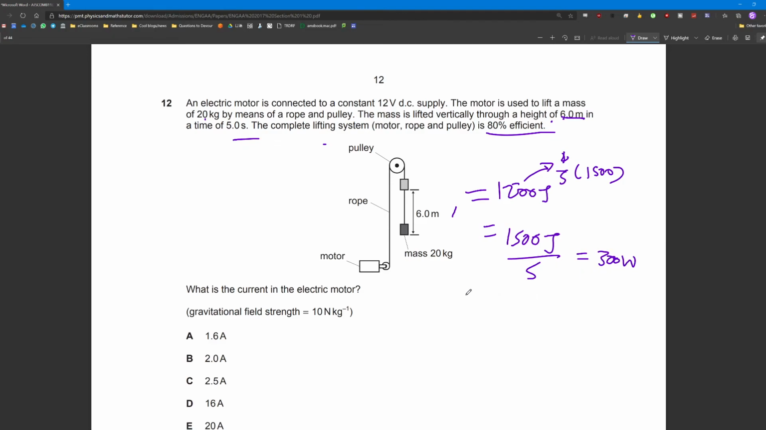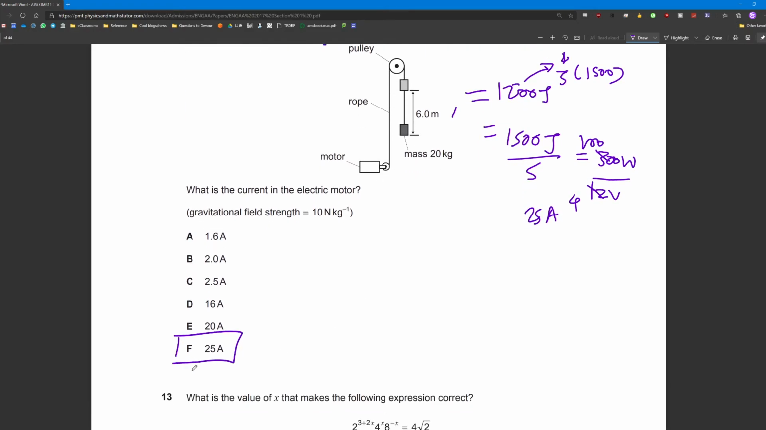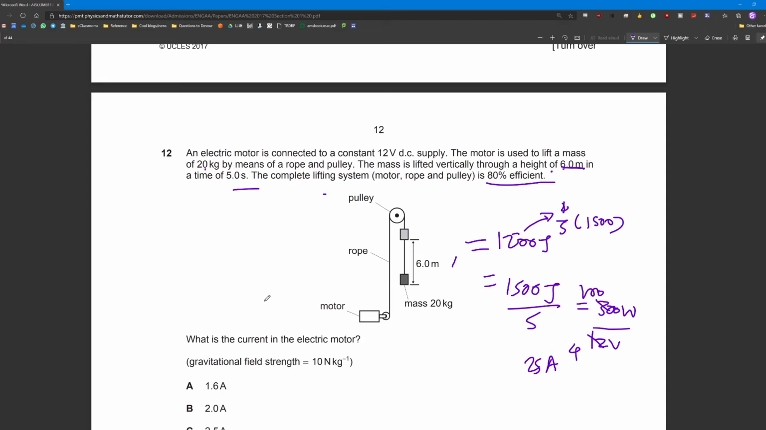300 watts divided by 12 volts, you get 300 over 12. Well, this is 4, this is 100, and 100 over 4 is 25 amps. So generally, this kind of question is very rapid fire. You are able to do the calculations quite fast in your head because they're nice numbers, but you have to recall all of these different electric energy relevant equations at once.